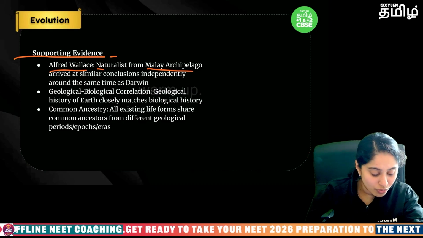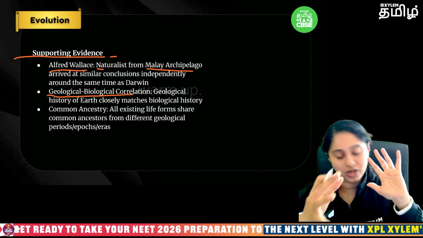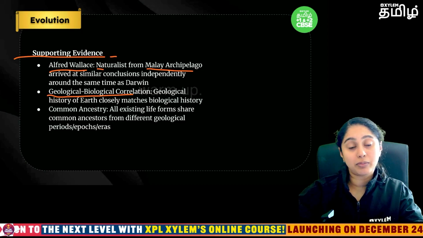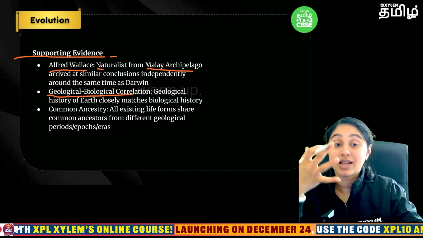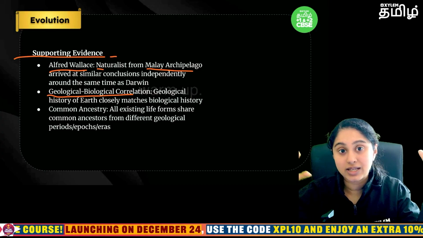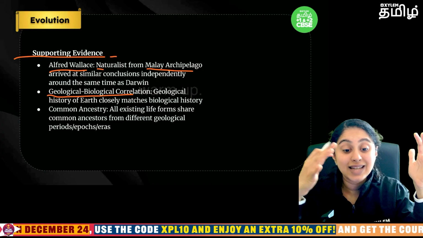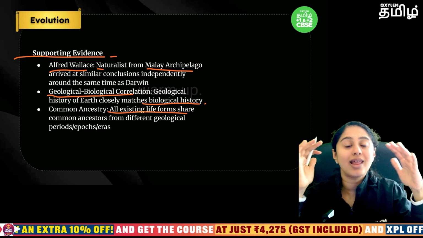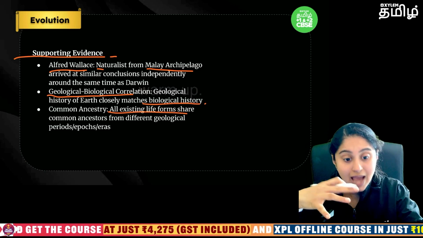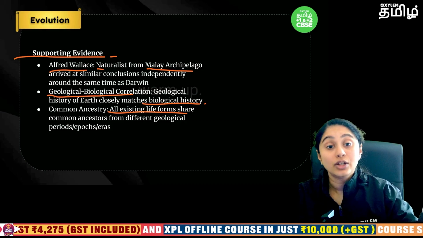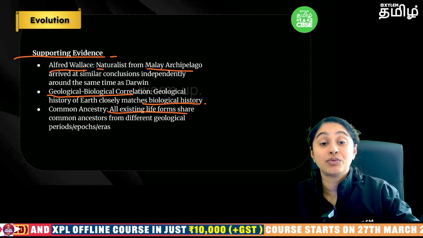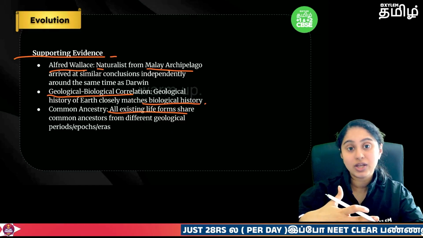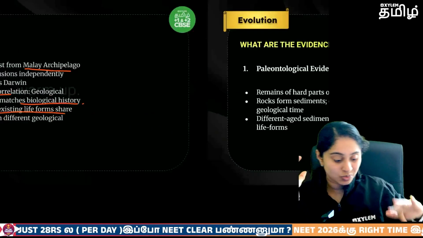Okay, so geological biological correlation means the geological history, how the continents have been formed, how the different countries and landscapes have been formed, is directly matching the biological history. So that means all life forms had a common ancestor, and then slowly as the geological periods evolved, these species also evolved with it. So geography is directly related to biology. That is what they saw.